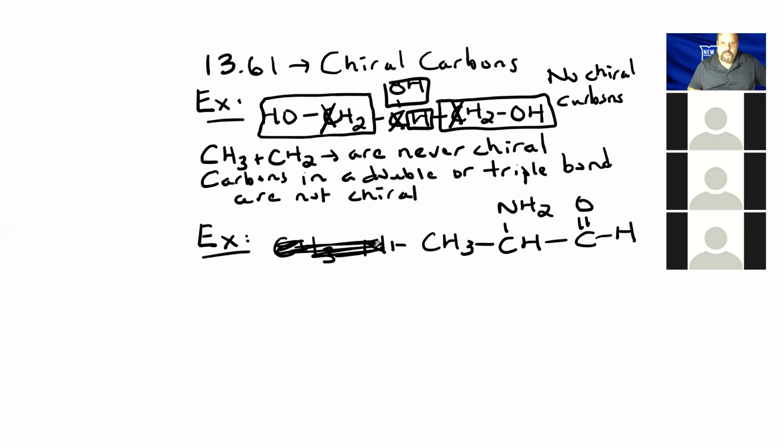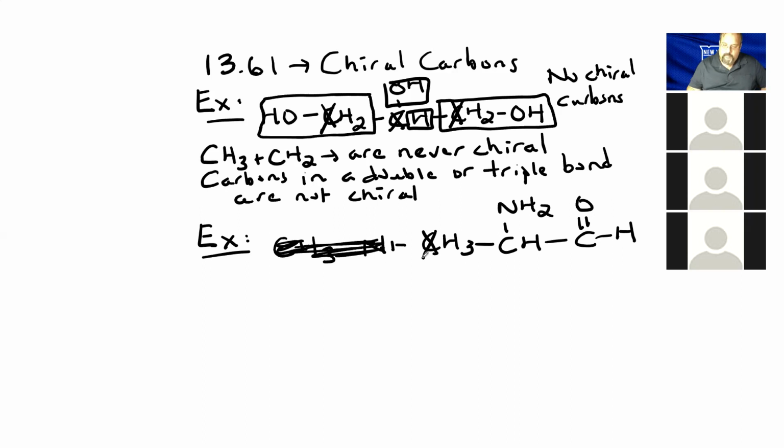Let's consider this structure here. And again, very simply, what we're trying to do here is we're trying to find if any of these three carbons that are present are chiral carbons. So let's start with the CH3. We know that the CH3 carbon cannot be chiral. Why? Because three of the things attached to it are all hydrogens. CH3 carbons can never be chiral.